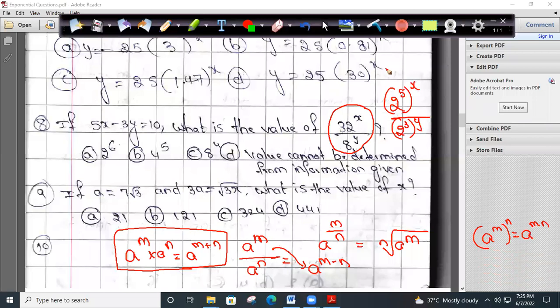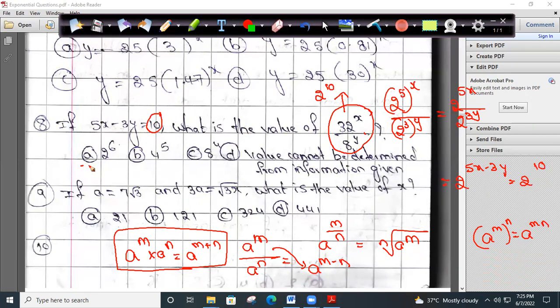So which can be written as 2 power 5x, 2 power 3y, which can be written as 2 power 5x minus 3y. But 5x minus 3y is given as 10. So this is the same as 2 power 10.